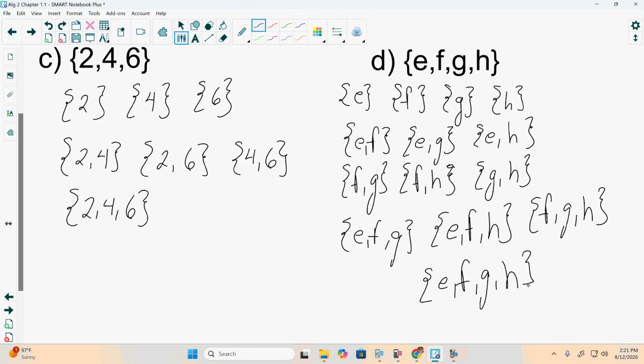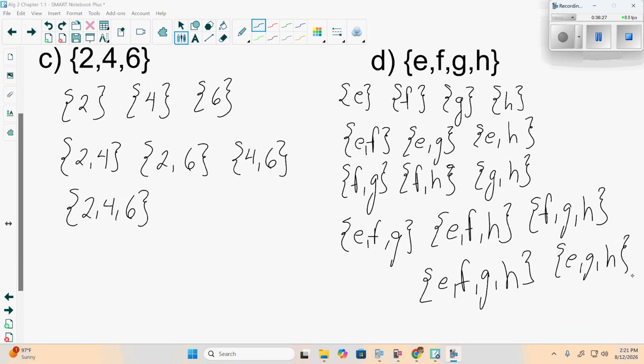Let me count: 4, 5, 6, 7, 8, 9, 10, 11, 12, 13, 14. Oh. Yep. Where am I missing? EFG, EFH, EGH. I knew I was missing one. We have 15. 15 subsets with 4 elements. I will tell you this, if we go to 5, you get 32. I think it's 2 to the n minus 1 or something like that.